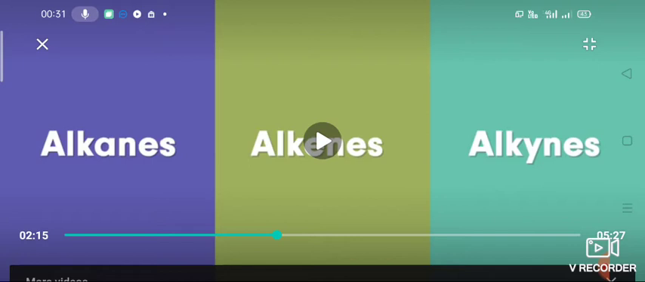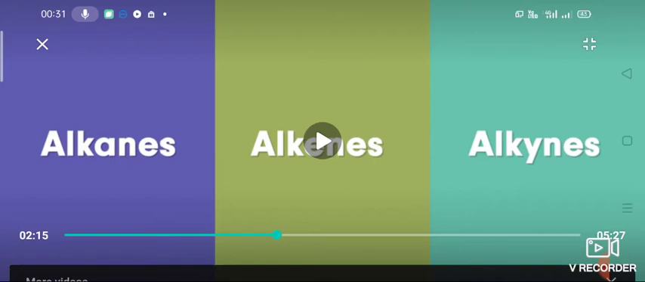Ethane is a saturated alkane compound. Alkene has a double bond. The first member with a double bond is ethene. Why ethene? Because it has 2 carbon atoms. The formula is C2H4, because the general formula of alkene is CnH2n.